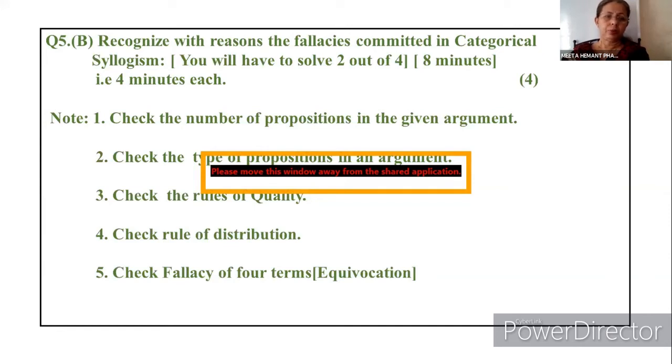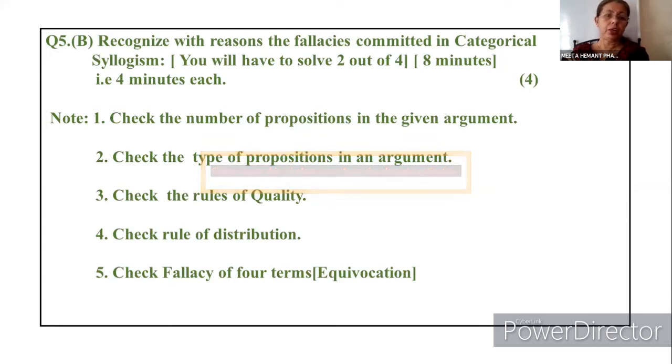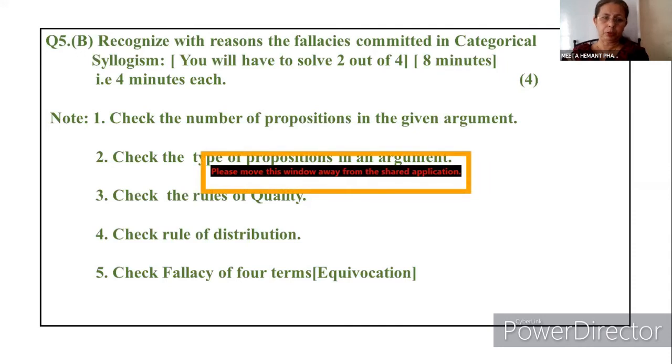First step you will have to note is you have to check the number of propositions in the given argument, whether there are 3 or more than 3. Secondly, you will have to check the type of propositions in an argument. That is, whether it is A proposition, E proposition, I proposition, or O proposition.